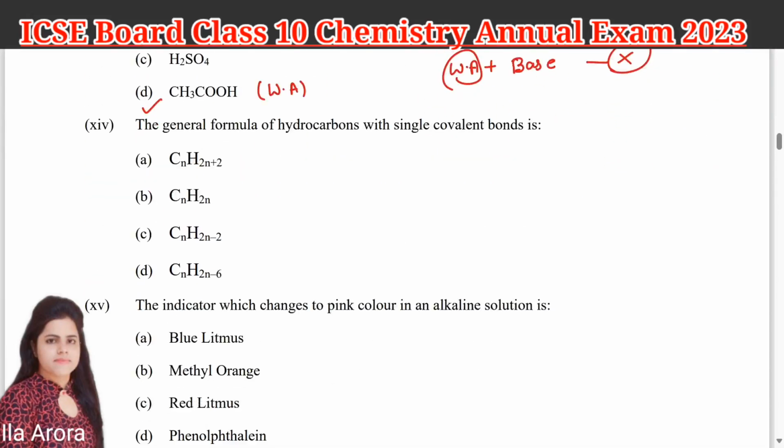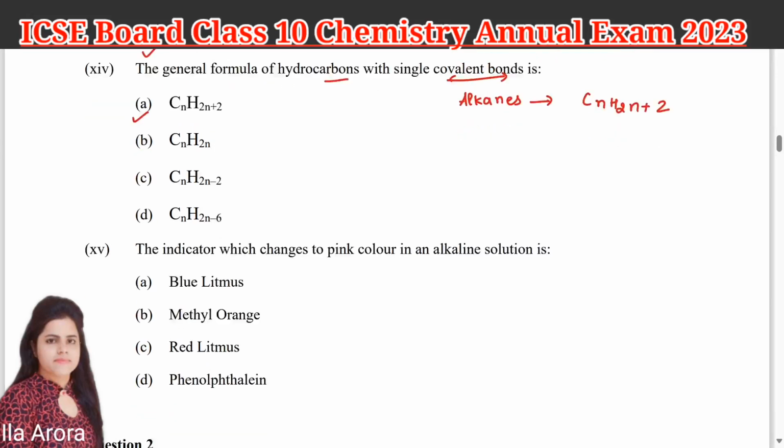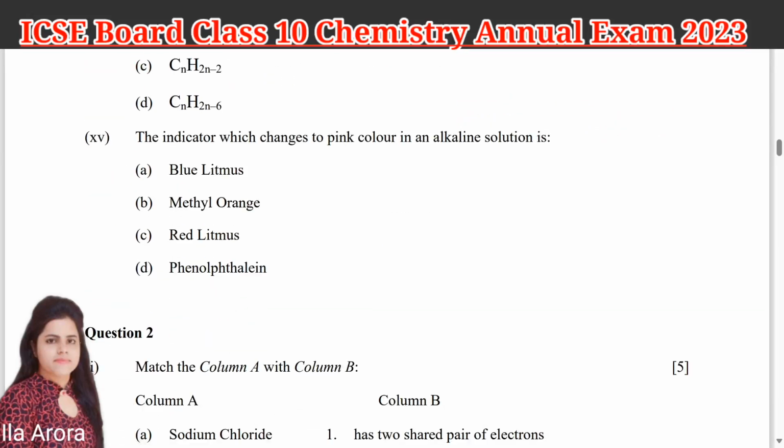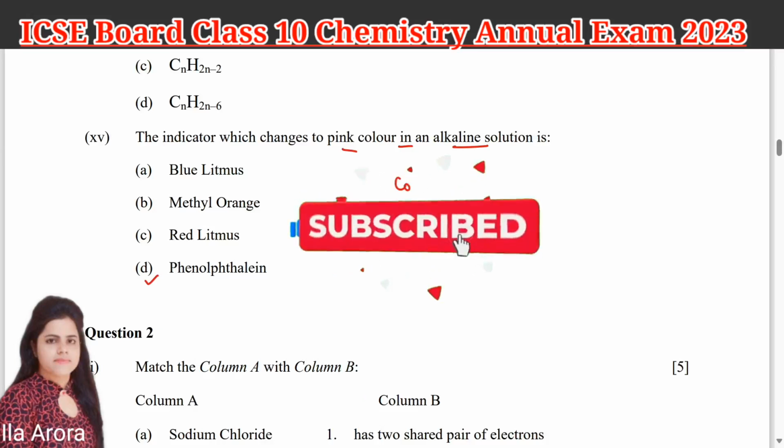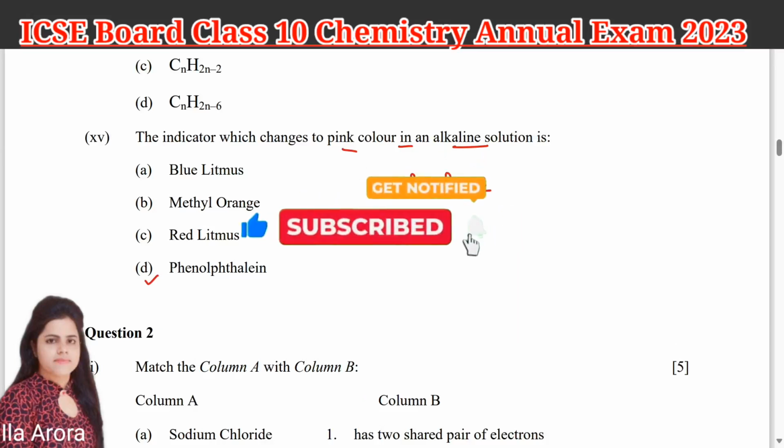Next question is the general formula for hydrocarbons with single covalent bond. Means they are asking about alkanes. So alkanes have general formula CnH2n+2, like methane, ethane, propane, butane. So A option is the correct answer. Next is the indicator which changes to pink color in an alkaline solution. So we know that phenolphthalein in basic condition will give you pink color, and in acidic or neutral condition it remains a colorless solution. So phenolphthalein is the correct answer.